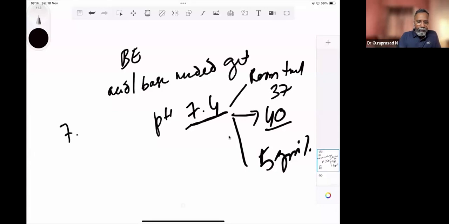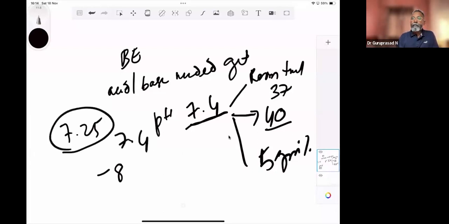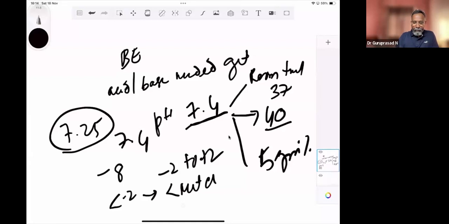If the pH is 7.25, they would have given a base excess of -8. That means about 8 milliequivalents of alkali base is needed to get this pH back to 7.4. The normal base excess is -2 to +2. If it is less than -2, it is metabolic acidosis. And if it is more than +2, it is metabolic alkalosis. This is how you have to look at the base excess.